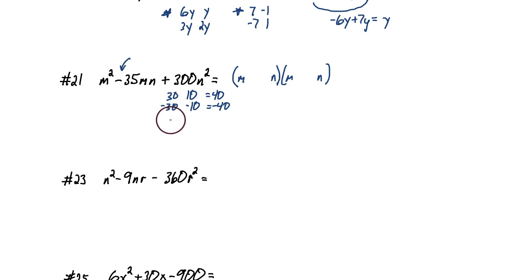Another pair of numbers that multiply to 300 are negative 25 times negative 12. But these combine to negative 37. That's close to what we want, but not quite. Another pair of numbers that multiply to 300 are negative 20 times negative 15. These combine to negative 35. And that is what the middle term is. So we know we need to go negative 20 in front of the n and negative 15 in front of that n.